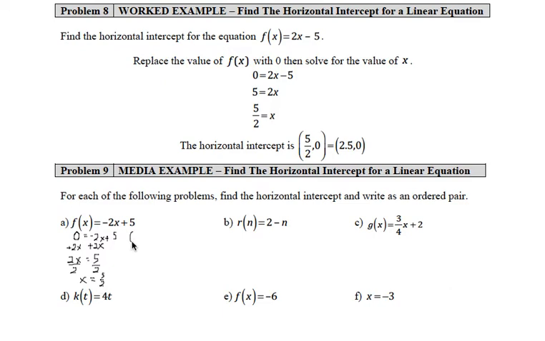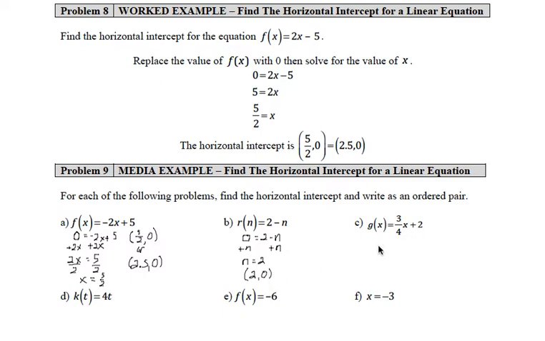I want to write that as an ordered pair, so my input is 5 halves, my output is 0, or I can also write that as 2.5 comma 0, making that into a decimal. Part B, 2 minus n, we're going to set r of n equal to 0, 0 equals 2 minus n. And again, the easiest thing here is to add n to both sides. If I do that, I get n equals 2 as my horizontal intercept. As an ordered pair, that's 2 comma 0.